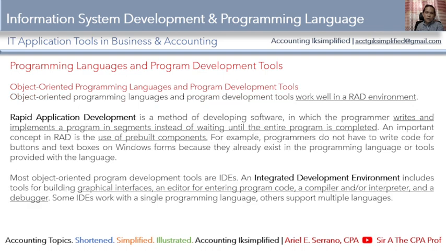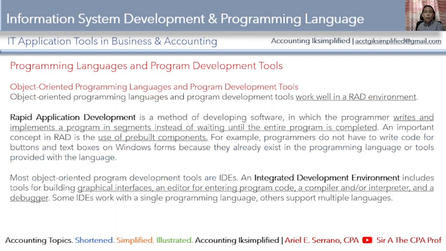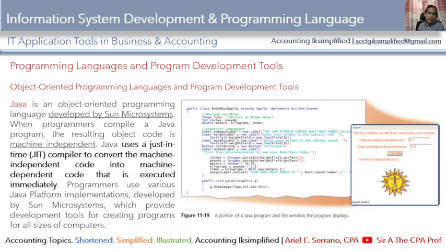Now, eto, okay, based dito sa ating pinag-usapan sa mga OOPL, ito yung ilan sa mga programming languages under OOPL. We have the Java, and the Java is developed by the Sun Microsystem. So, ito yung ating developer. Sa Java, when programmers compile a Java program, the resulting object code is machine independent. Hindi po ito umaasa sa machine. Kasi 'di ba meron tayong machine language, assembly language, those are machine dependent. Ito, machine independent po ito.